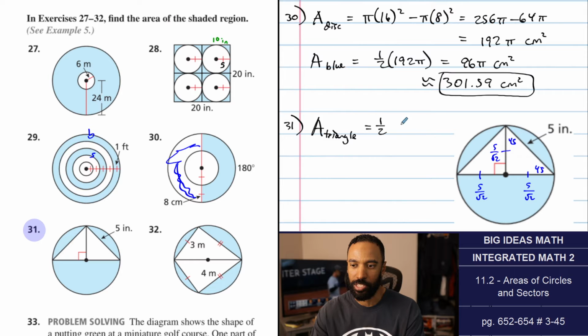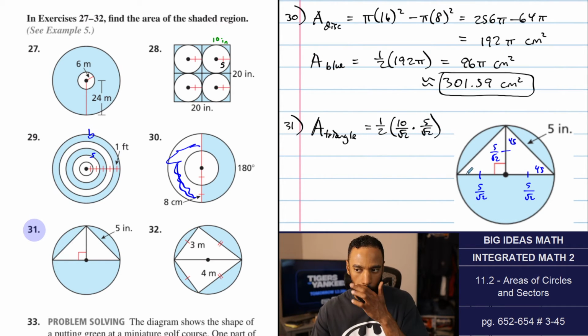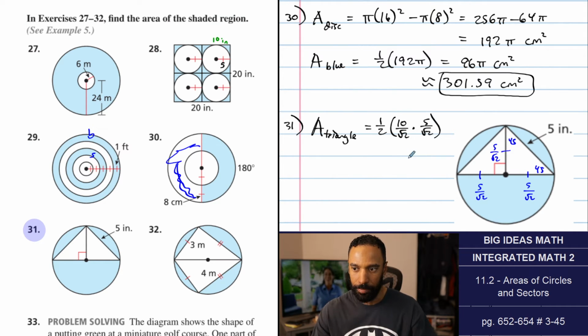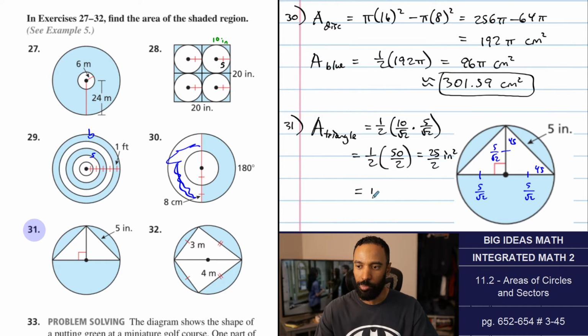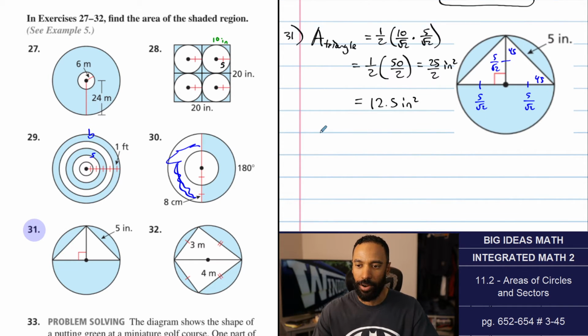So this is 1/2 base times height. Now the base is 2 of the 5 over root 2. So that's 10 over root 2. Not 10 over root 4, nothing like that. And the height is 5 over root 2 there. So 1/2 base times height is 1/2 of 50 over 2. Ultimately, it's 50 over 4, or 25 over 2 square inches, which is 12.5 square inches. Okay, there's the area of the triangle.